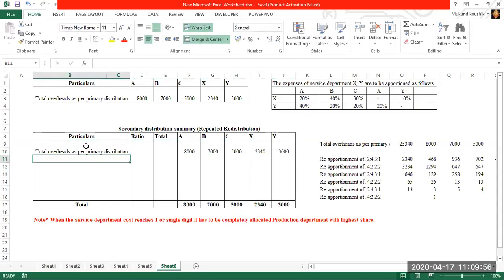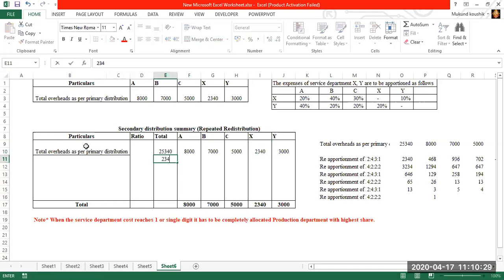Once this is done, the first step is to write the total overheads as per primary distribution. And what is the total of all these department overheads? It is 25,340, so write down the total in the total column. Then we have to redistribute the expenses of service departments X and Y, that is 2,340 and 3,000. First we will apportion the overheads of service department X to other departments. So 2,340 we have to reapportion.